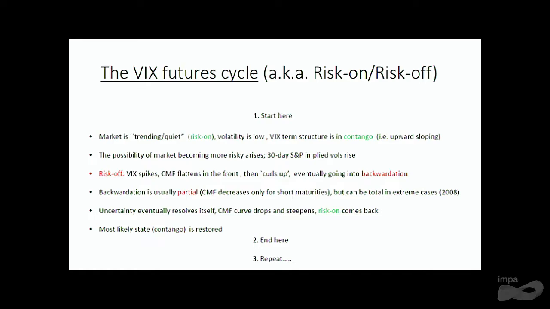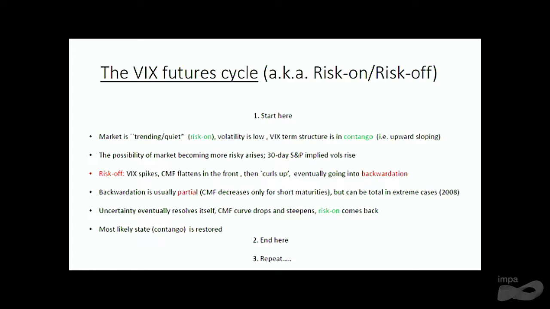Okay, so let's start here. You are here. The market is trending and quiet. Risk on. Why risk on? Because buy the S&P, buy the Euro stocks, buy the techs, get into the stock market, because the stock market is quiet and it's trending. We like it. Volatility is low. VIX term structure is in contango. There's nothing bad going on. No one wants a lot of puts.